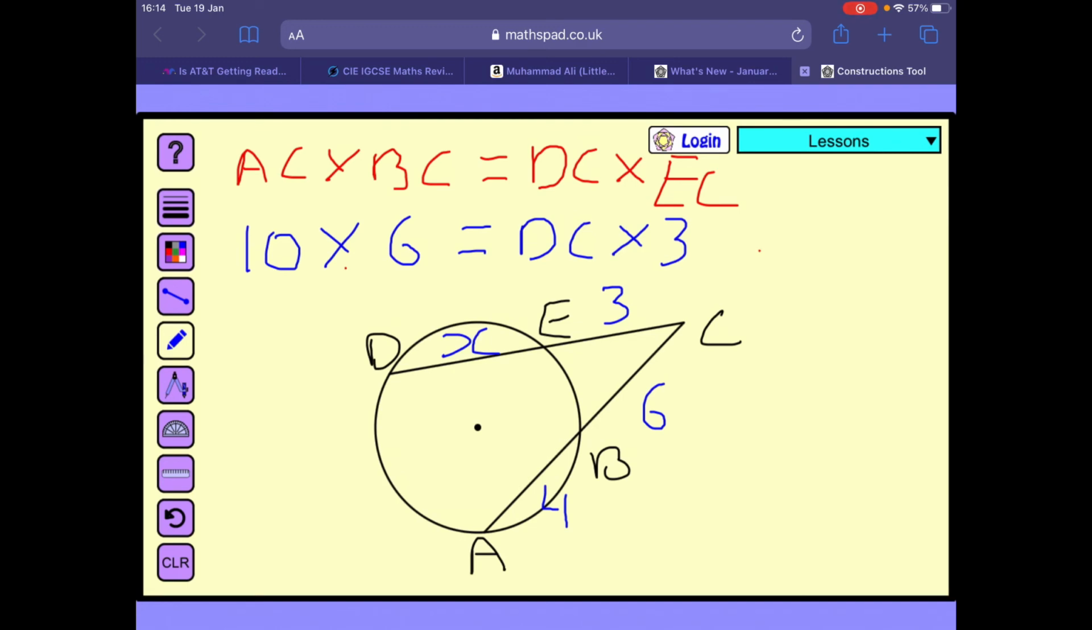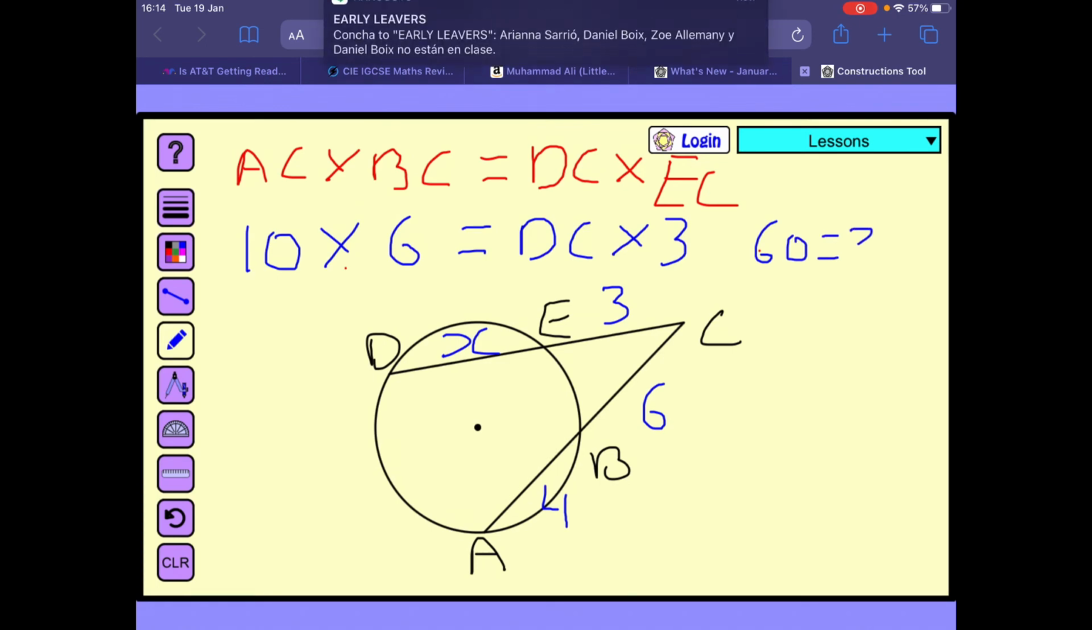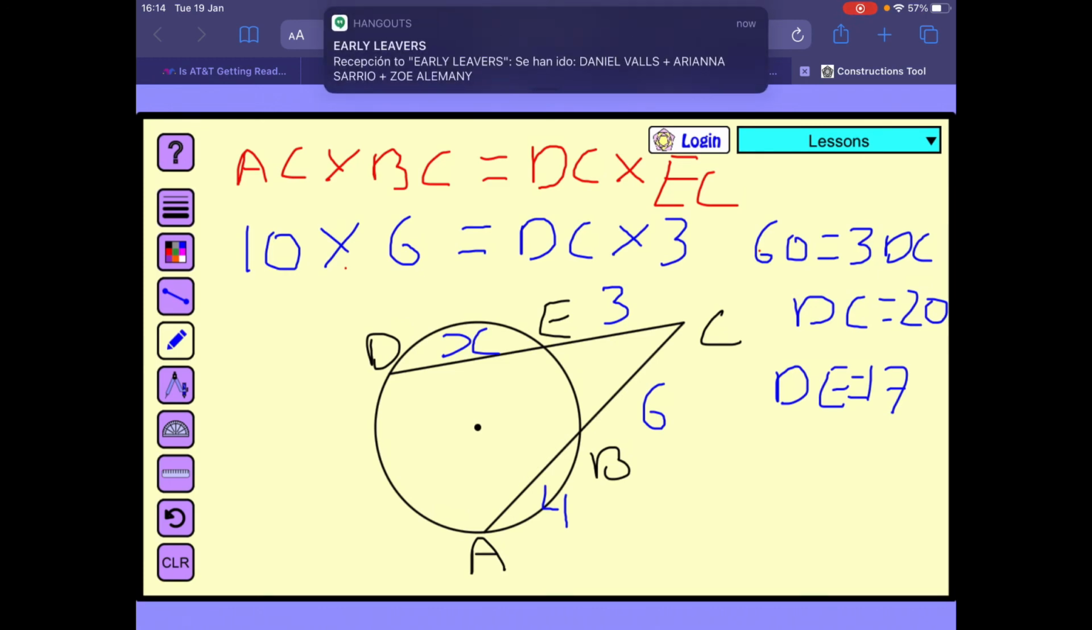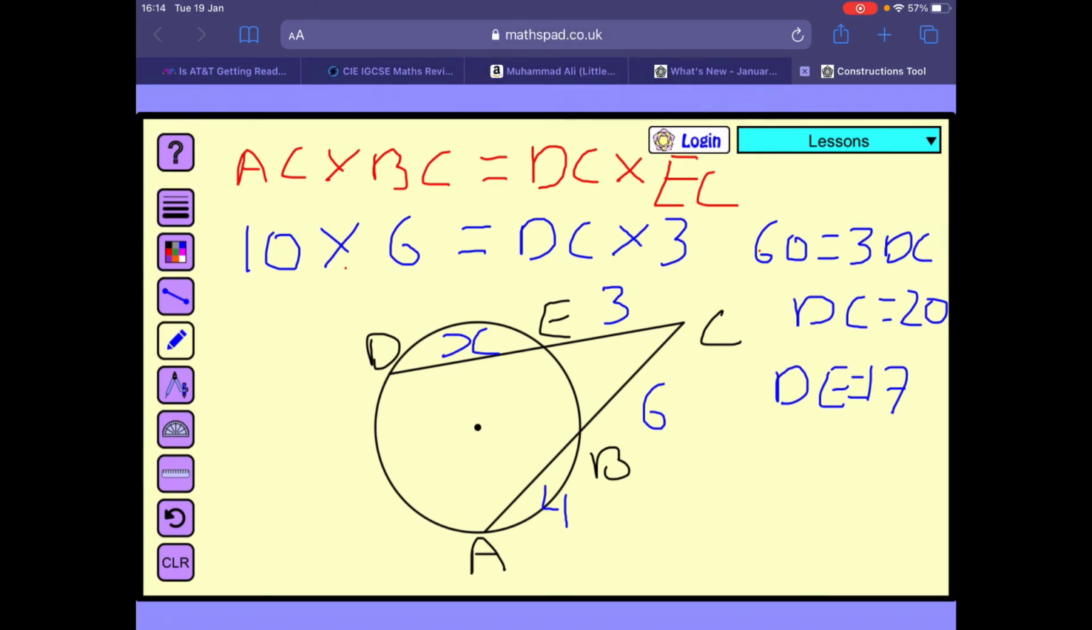So 60 must equal 3 times DC. Therefore, DC equals 60 divided by 3, which is 20. Now, DC is the whole chord. I only wanted to find DE. Well, if this is 20 and EC is 3, DE must be 17. And that is the intersecting chords theorem when they intersect outside of the circle.